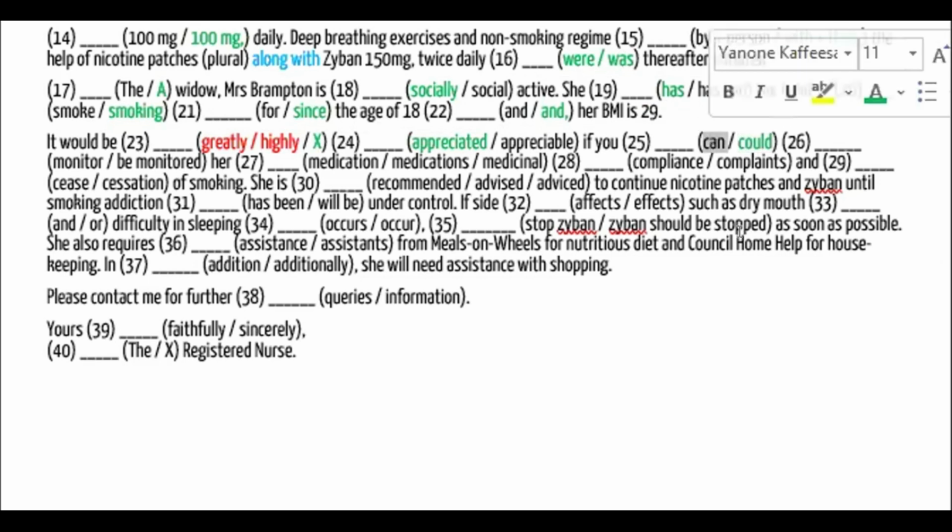If you could. If you write "can", it is impolite. Be polite.